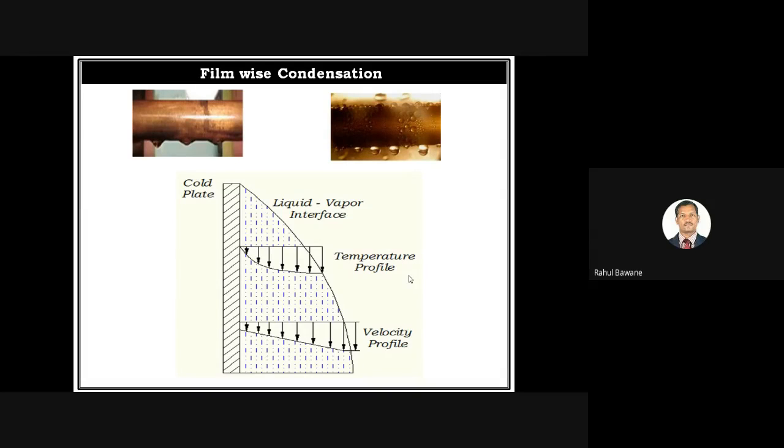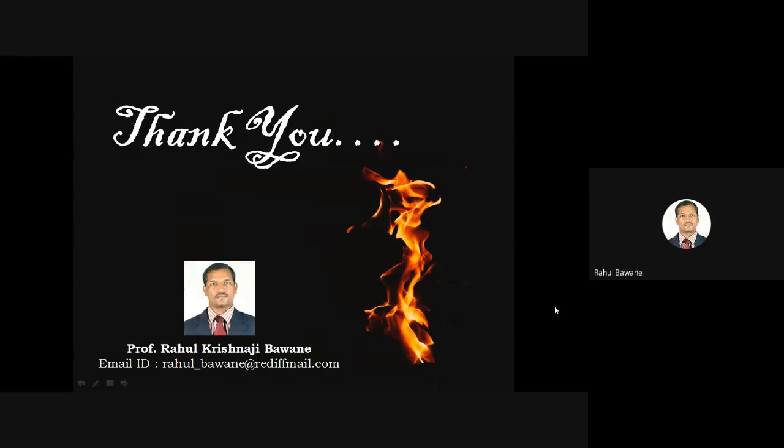If it forms a complete layer, then visibility gets disturbed. So your windshield never has filmwise condensation, it always has dropwise condensation. So it will wipe out heavy droplets and your surface will be free again. So hopefully this is understood, what is dropwise and filmwise condensation, as well as pool boiling and forced boiling. So thank you.